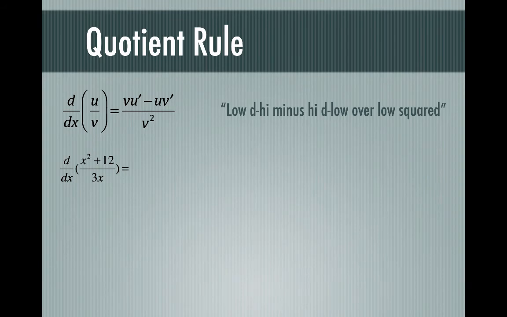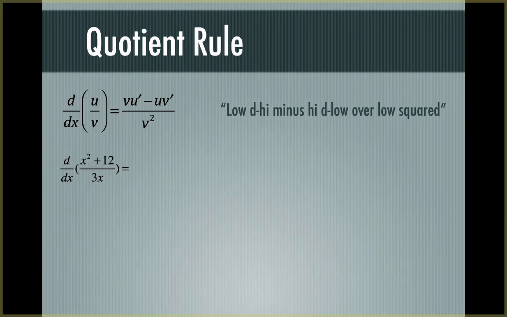We have the derivative with respect to x of x squared plus 12 over 3x. So we're going to use our low d high minus high d low over low squared. So our low is 3x. Derivative of the high one, x squared plus 12, we take the derivative using the power rule, and we get 2x.